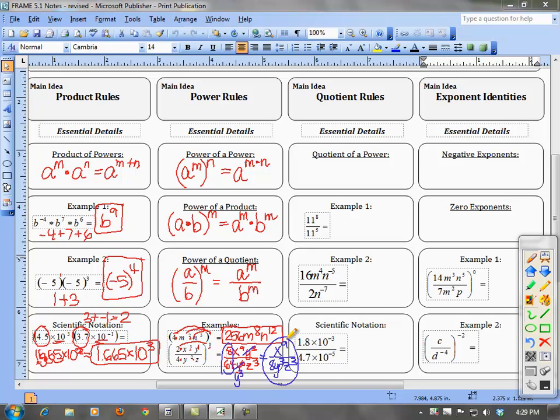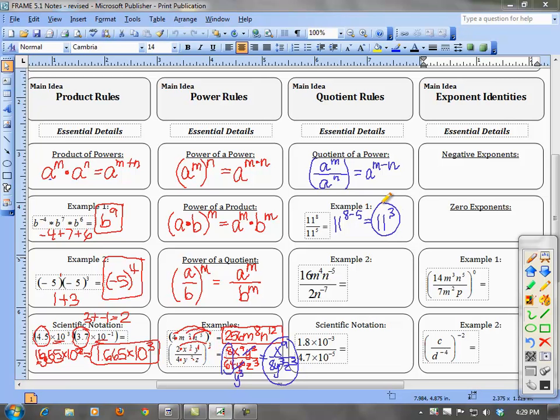The next property is called a quotient. What that basically says is if I have one base to an exponent and I divide it by the same base to a different exponent. If you look at the multiplication, when we multiplied same bases, we added the exponents. When we divide same bases, we keep the base and we subtract the exponents. So here's how it works. If I have 11 to the 8th and 11 to the 5th on bottom, I keep my 11 and I subtract 8 minus 5 to get 11 cubed.